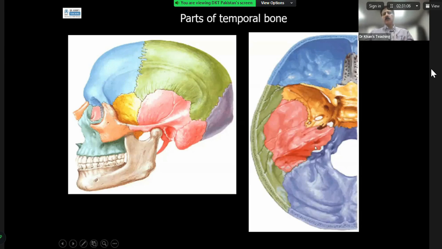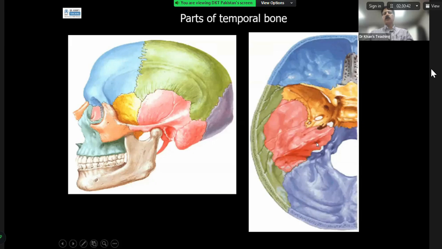Now the petrous temporal bone is pyramidal in shape. So there is an anterior border, a posterior border, and an inferior border. Sorry, should I say anterior surface, posterior surface, and inferior surface. There are various foramina, and one of them is this one. This is the internal auditory canal.